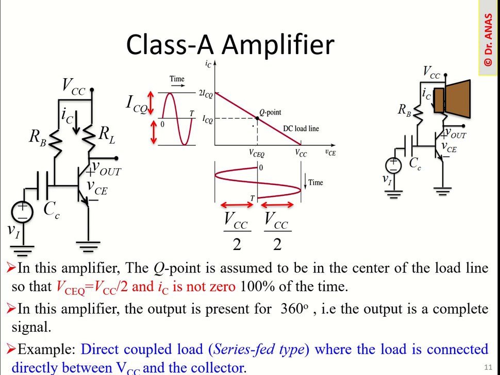Why we choose this Q point? Like that, half of VCC. Why? Because, for example, let's say we have an input AC signal, which is like this one, and it is being amplified. So if we are operating this amplifier around this Q point, after amplification, for example, we will get this output signal. So for this input signal, we will get a complete output signal here.